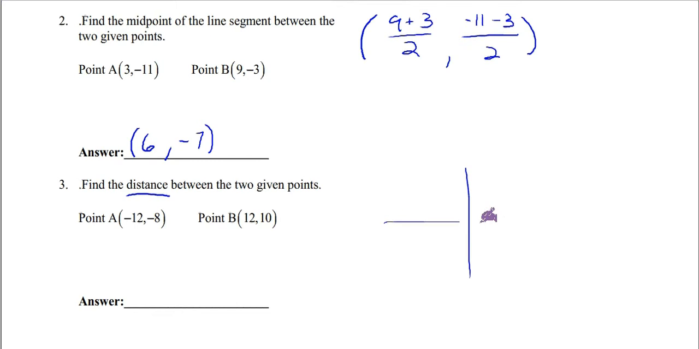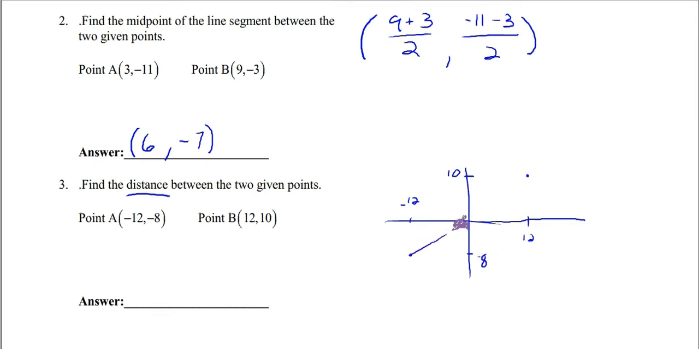I saw a lot of people draw pictures, so we can draw a quick picture, and the picture will just show us we need the Pythagorean theorem. 12, 10, so let's say 12 is about there. 10's a little shy of that, so there's a point at 12, 10. And the other one at negative 12, negative 8. Negative 12, that's going to be right back there. A little bit short of 10 will be negative 8. So that's negative 12 and negative 8.